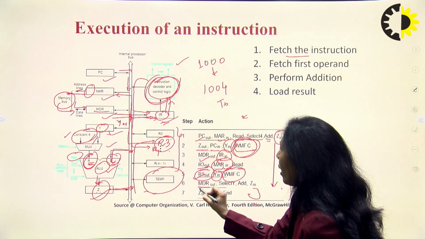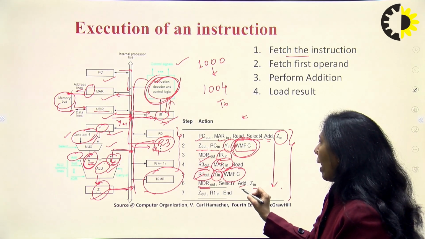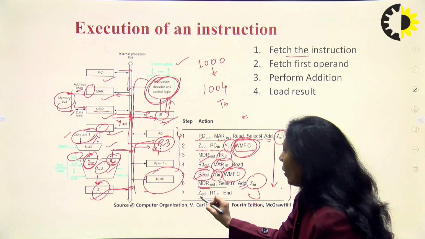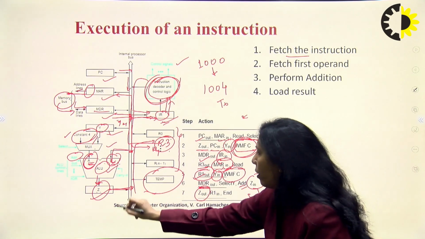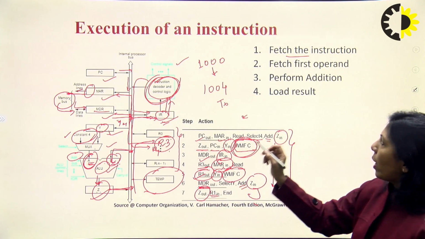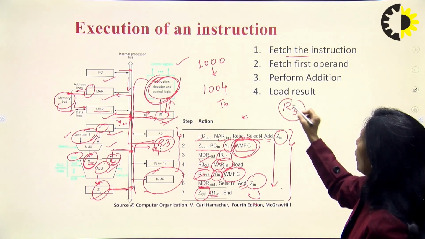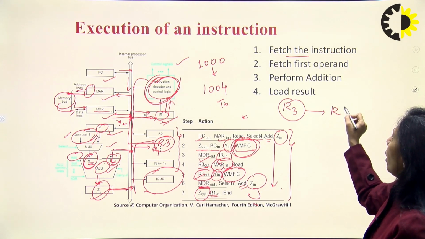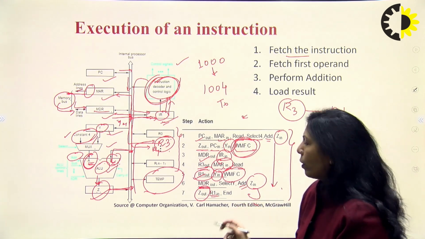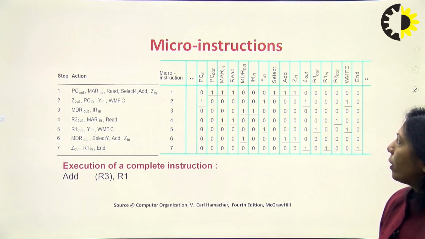Finally, when the MDR value is out, both the values will be added. When both the values are added, the result will move out of the Z register. It will move to R1, because it's destined that after the calculation, the value needs to move to R1. That is, the destination register is R1. So in this way, the whole process gets completed.